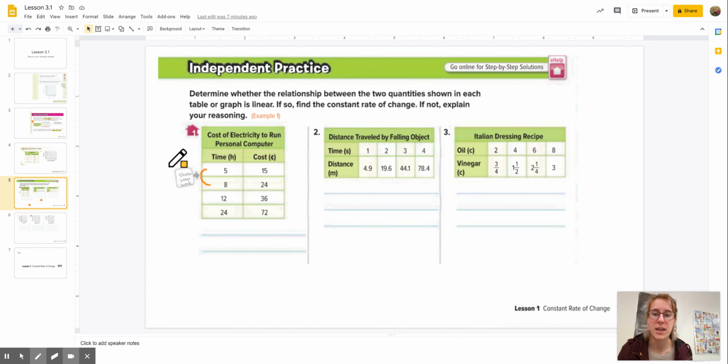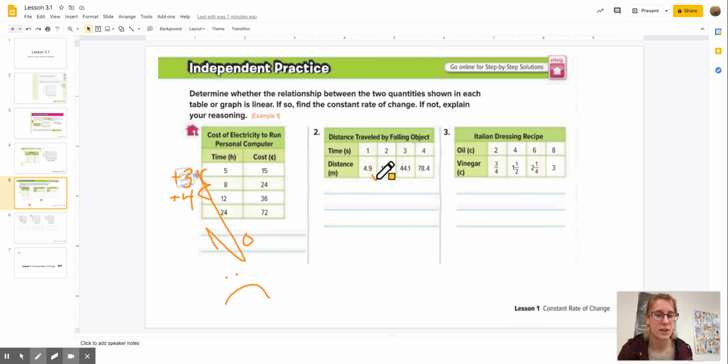So from 5 to 8, it's +3. From 8 to 12, it's +4. So I could stop right there and say that is not a constant rate of change. It does not change the same each time. So we would say no, sad face.